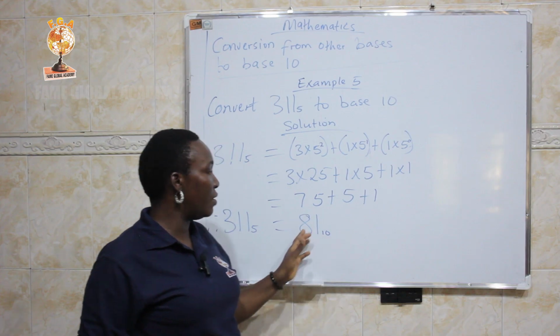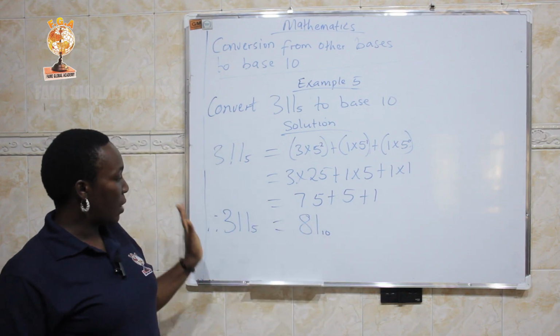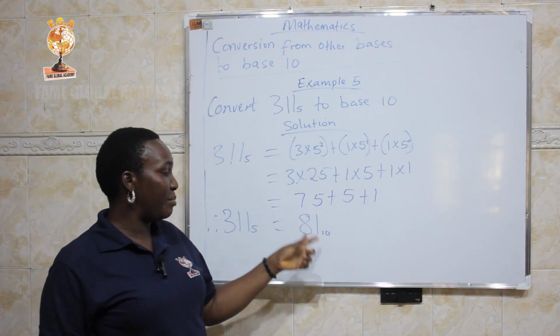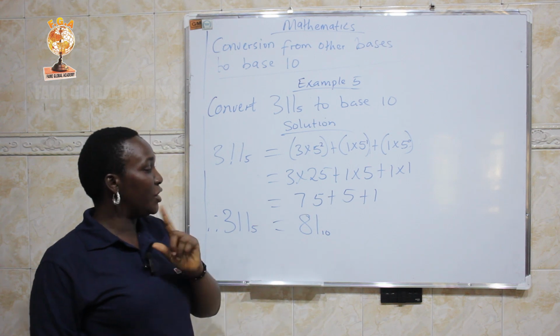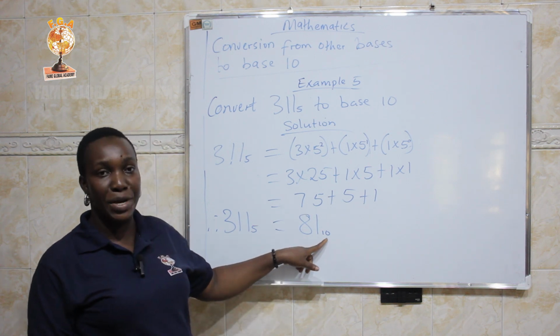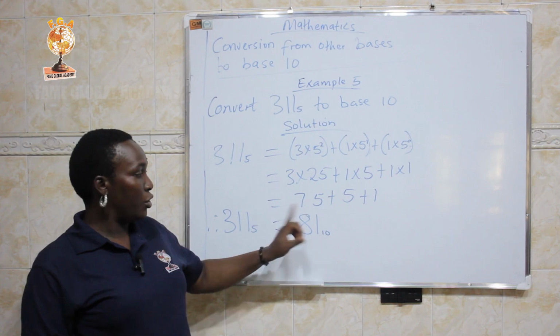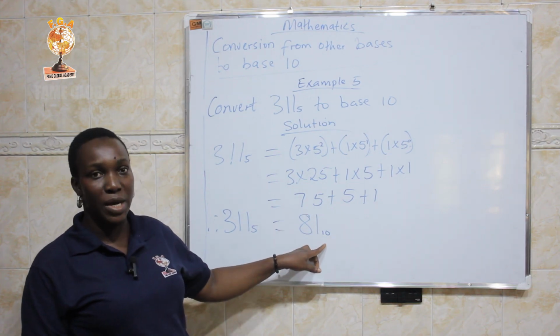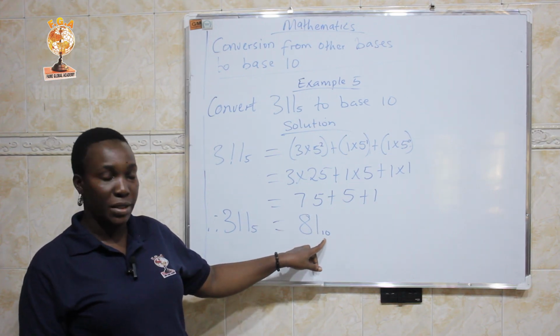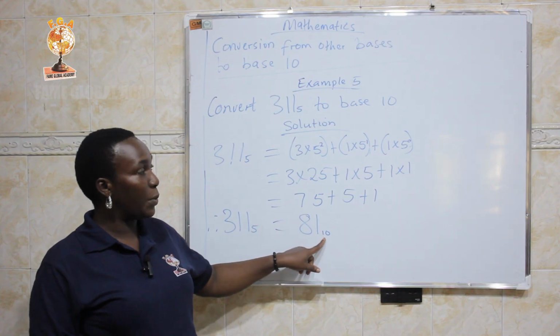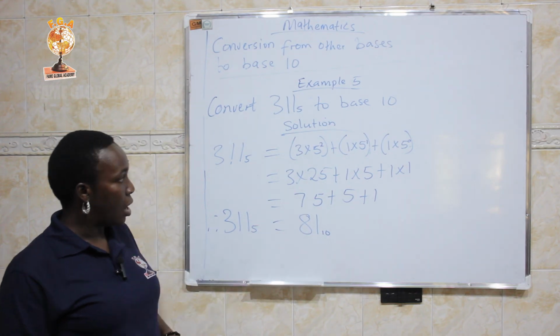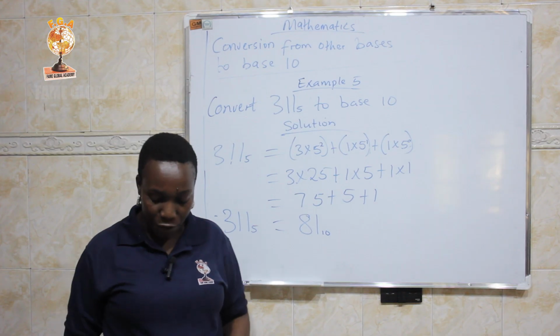80 plus 1 will give us what? 81. So our answer is 81 base 10. Like I said, make sure you don't forget to put your base because it's part of the answer. You don't just write 81 leaving the base. No, it means it's not correct. You try as much as possible to put your base. Alright, so that's that for example 5.